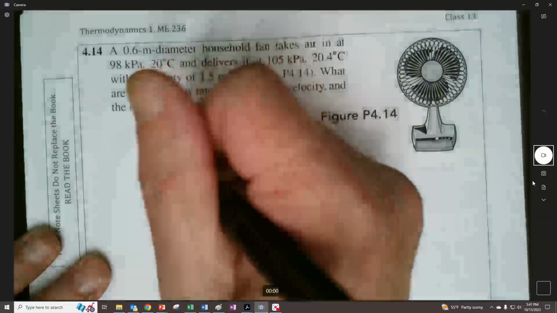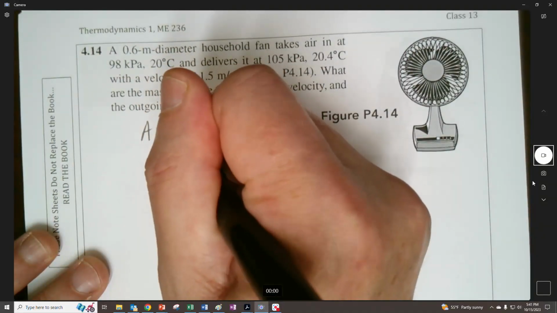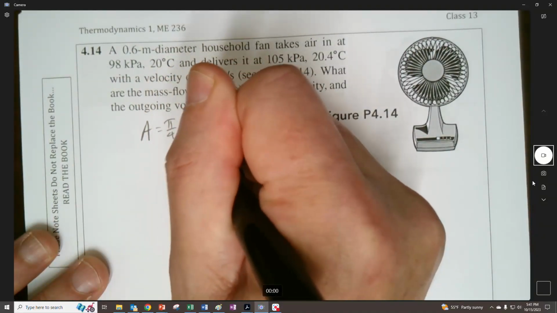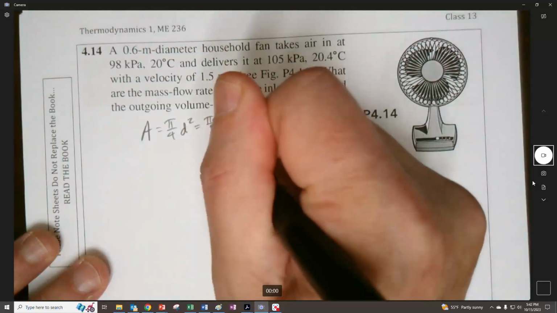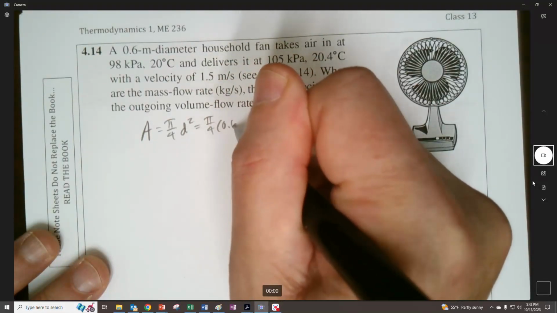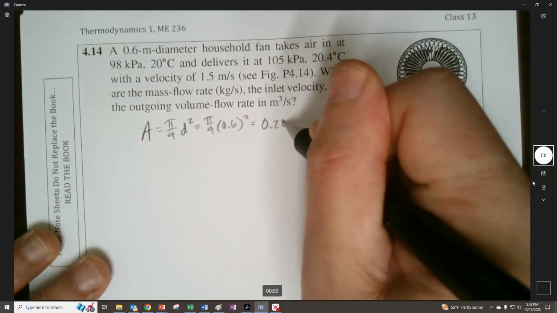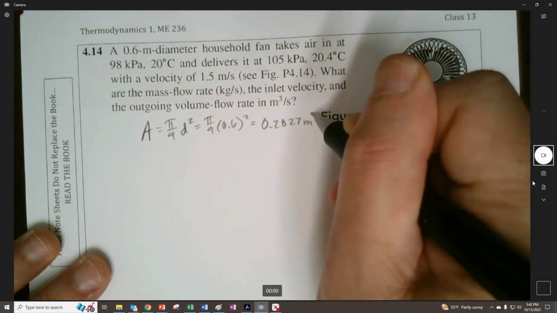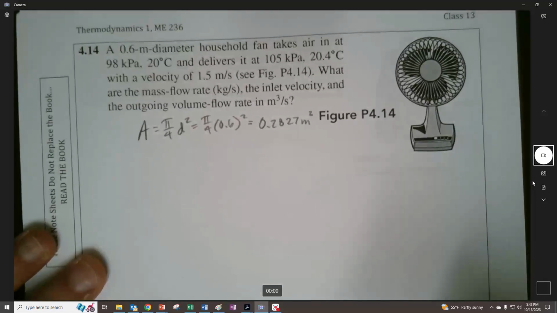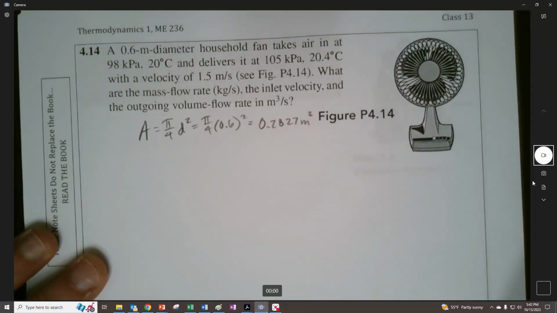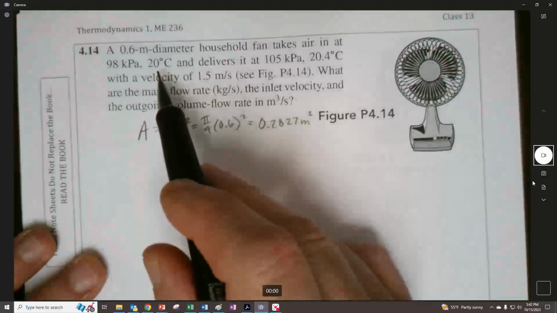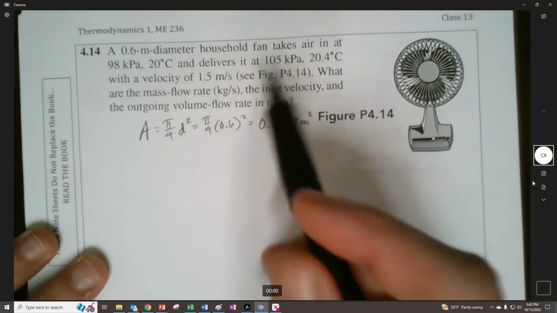Okay, well, do I want to write down everything? Maybe I'll start with the area. Pi over 4 d squared. So pi over 4, 0.6 squared is 0.2827 square meters. I almost said cubic meters. I want to get the specific volume probably before and after.